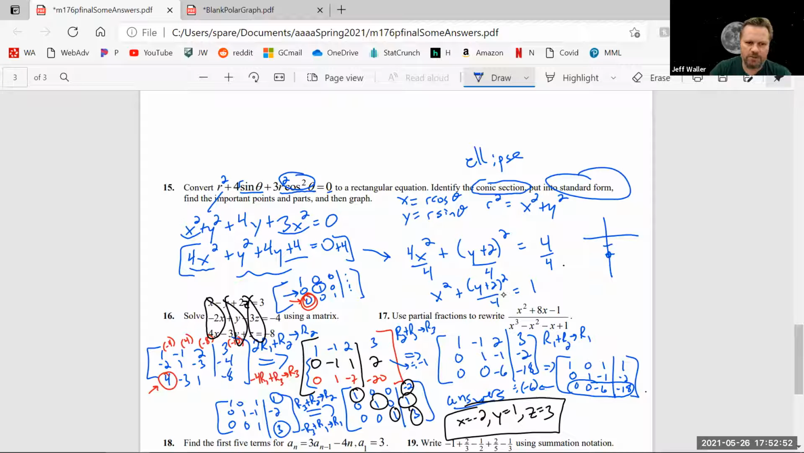I'm going to put a little open circle there. Don't put a point there because that's not a point on the ellipse. It's the center of the ellipse, which means it's definitely not a point on the ellipse. Now, from the center, how far am I going to go from the center in the left and right directions? In the x direction, how far do I go from the center?